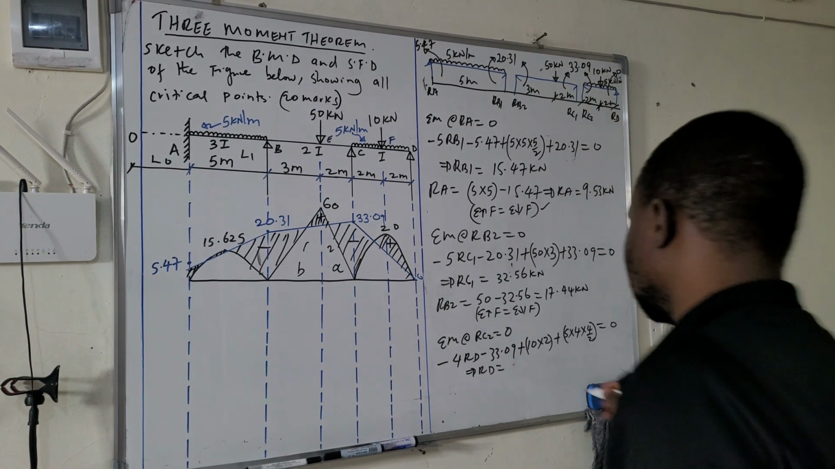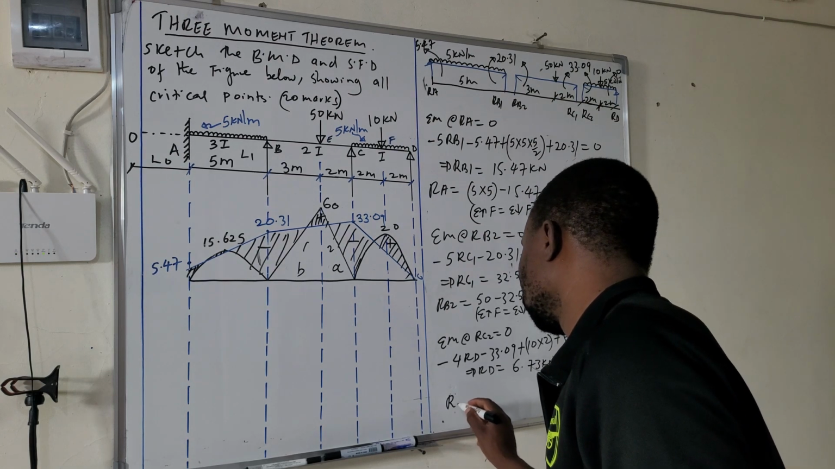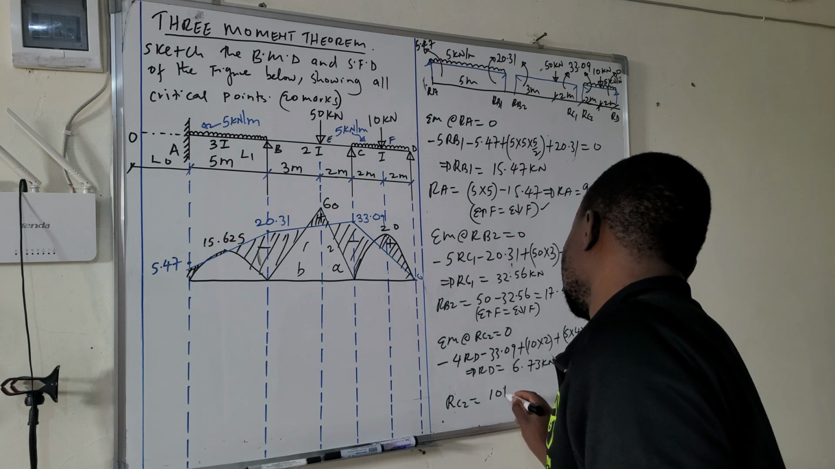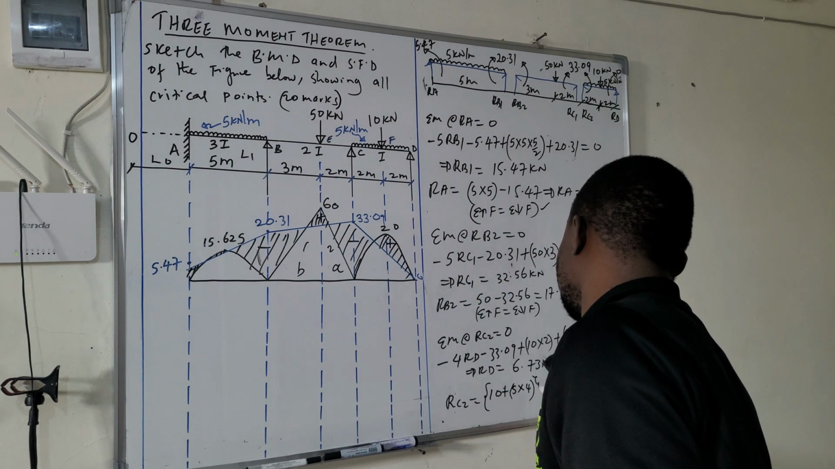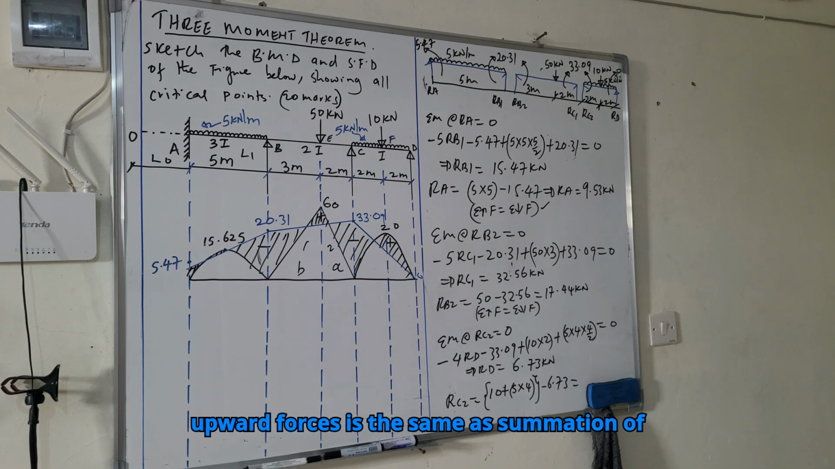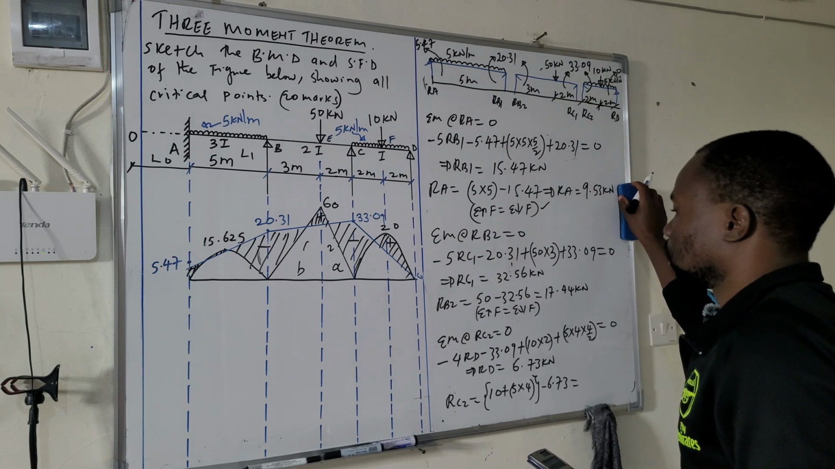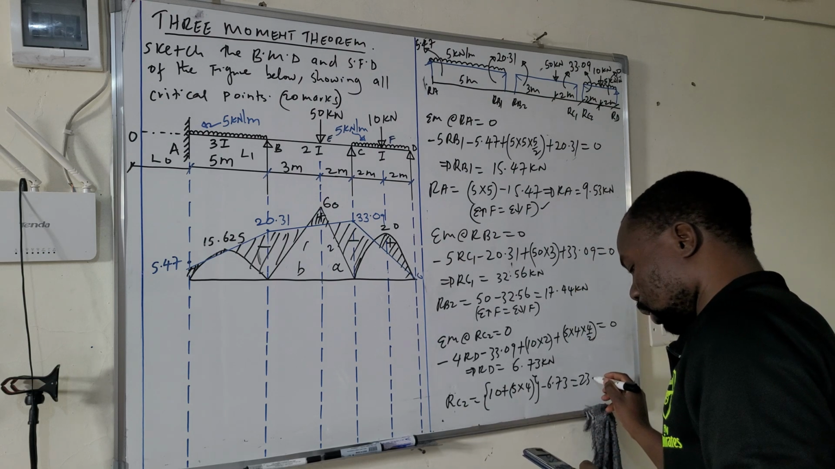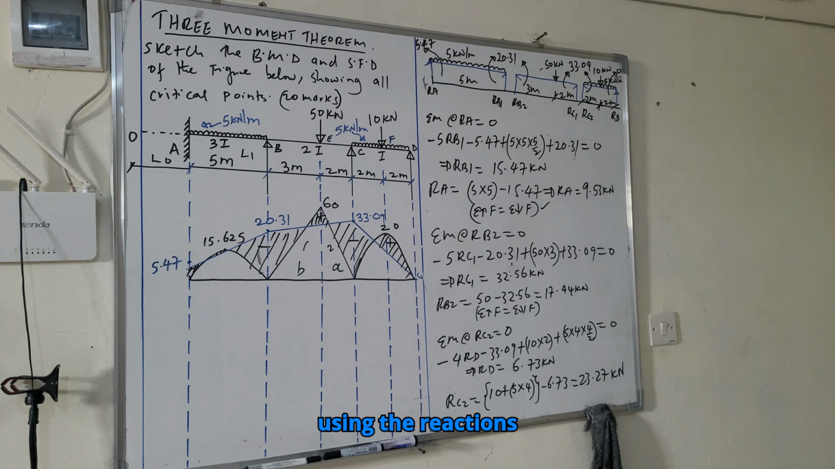So RD is 6.73 kilonewton. So RC2 is equal to 10 plus 5 times 4 minus 6.73. The reason remains the same: summation of upward forces is the same as summation of downward forces. So that is 10 plus 20, 30, minus 6.73. So that is 23.27 kilonewton. Now you can draw our shear force diagram using the reactions.